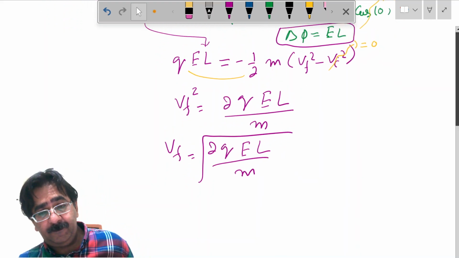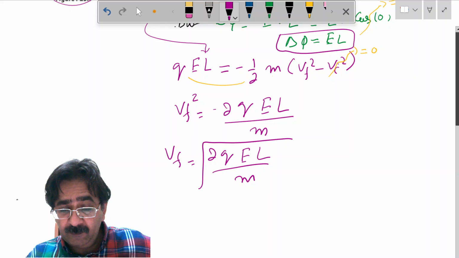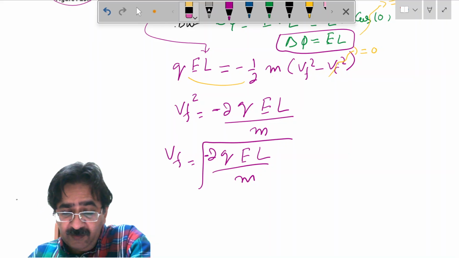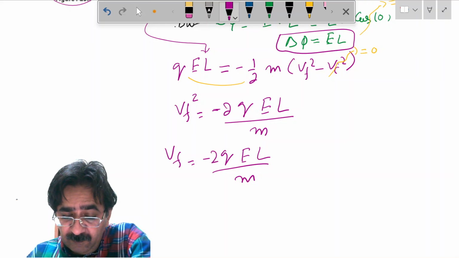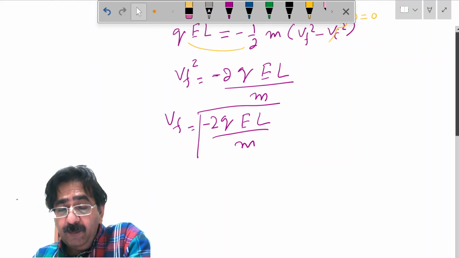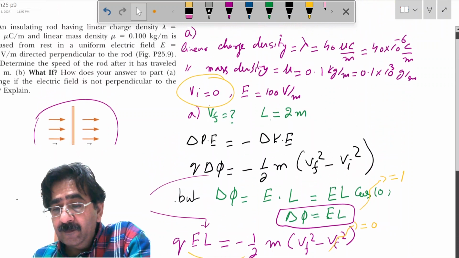Sorry, here there is a minus 2. The negative sign, I must correct it. Minus. So this will be equal to this. But what is the Q? That is not given. That is separated on the rod.